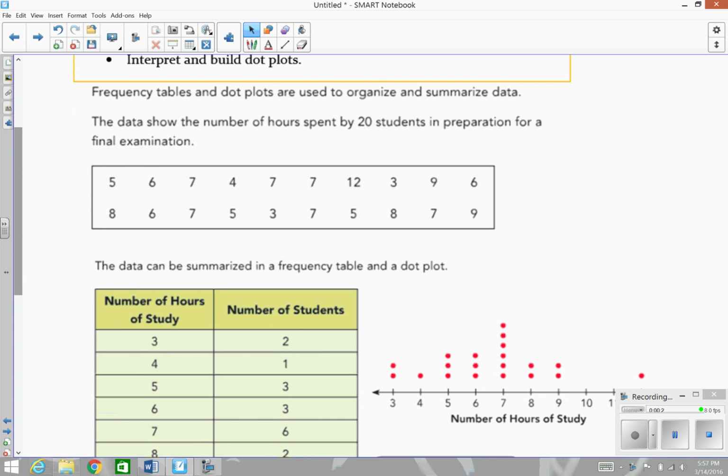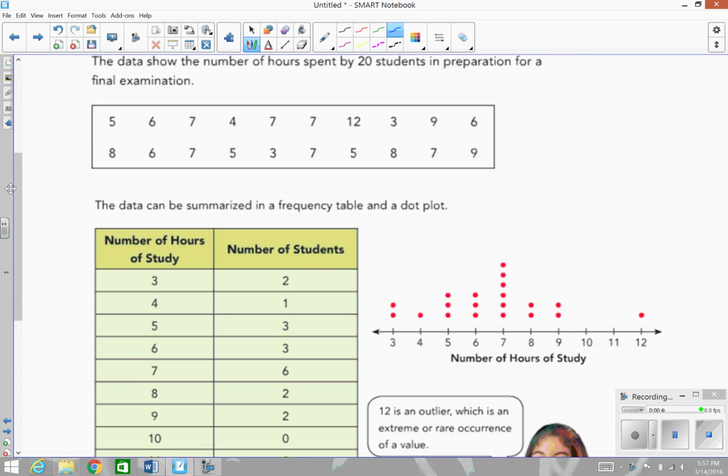It says frequency tables and dot plots are used to organize and summarize data. The data show the number of hours spent by 20 students in preparation for a final exam. Gives you some idea of what maybe you should be doing for your final. And what they've done with each of these data points is they basically tallied it. So this person studied 5 hours, so they put a tally next to the 5.